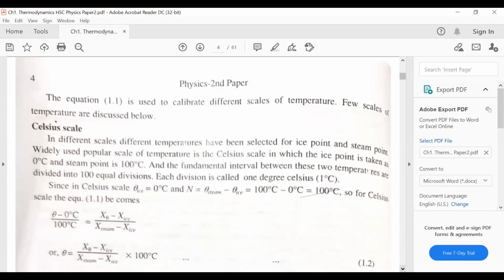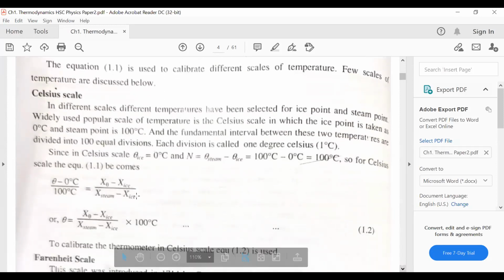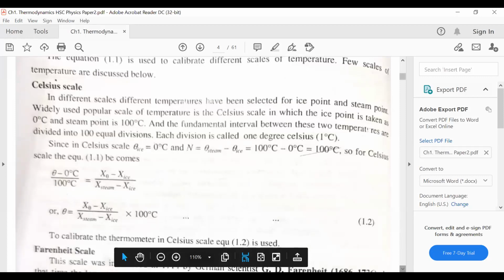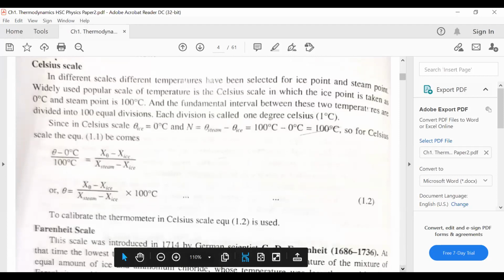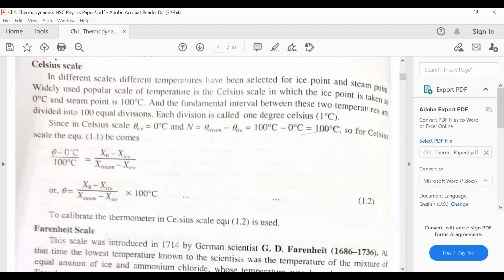Yes, teacher. Okay, as I told before, if we are taking the Celsius scale, ice point is 0 and steam point is 100 and the fundamental interval will be 100. So theta minus 0 divided by 100 is equal to X theta minus X ice divided by X steam minus X ice. So if you want to find theta, theta minus 0 is theta. Taking 100 to the other side, you can use this equation. Now, this will be a constant for any scale. So this is for Celsius scale. Ice point is 0 and steam point is 100.